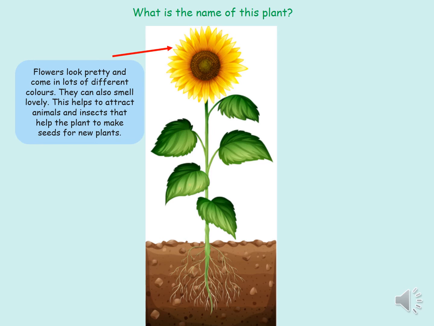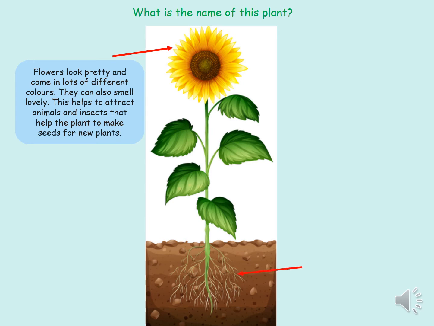So the flower on a plant is a very important part because it attracts lots of different insects. You will find that bumblebees fly to the flower on a plant. And they take something from the middle of the plant, which is pollen or nectar, and they use that to help make new plants.